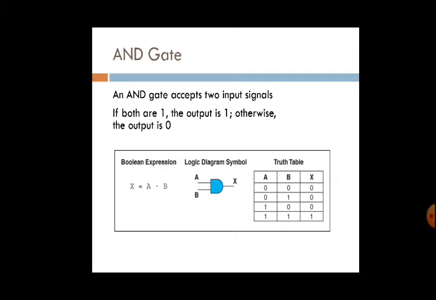The gate in which the output goes to level 1 only when all the inputs are at logic 1 is called AND gate. If any input goes to 0 level, the output becomes 0. AND gate has two inputs or more than two inputs, right? We see the Boolean expression X is equal to A dot B. It means the AND gate performs the operation of multiplication.